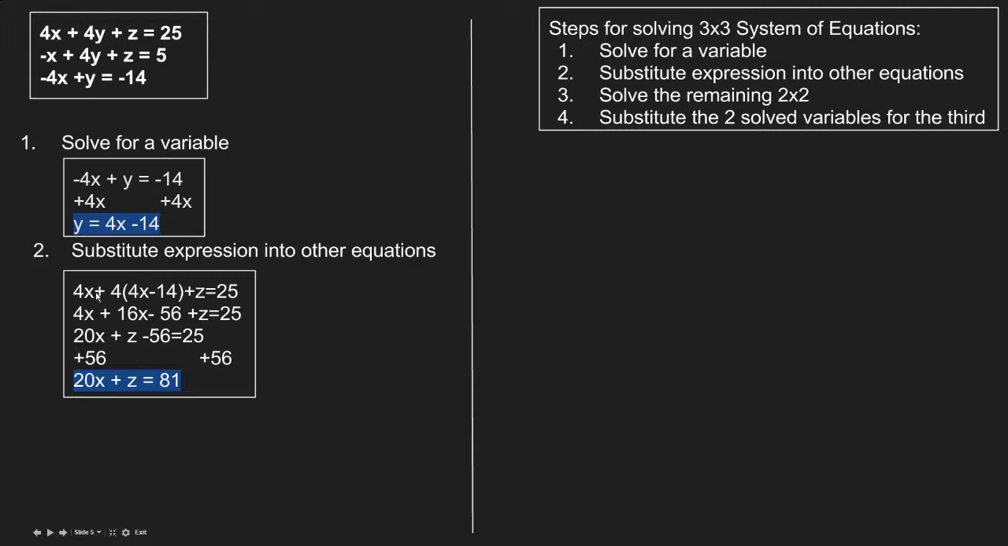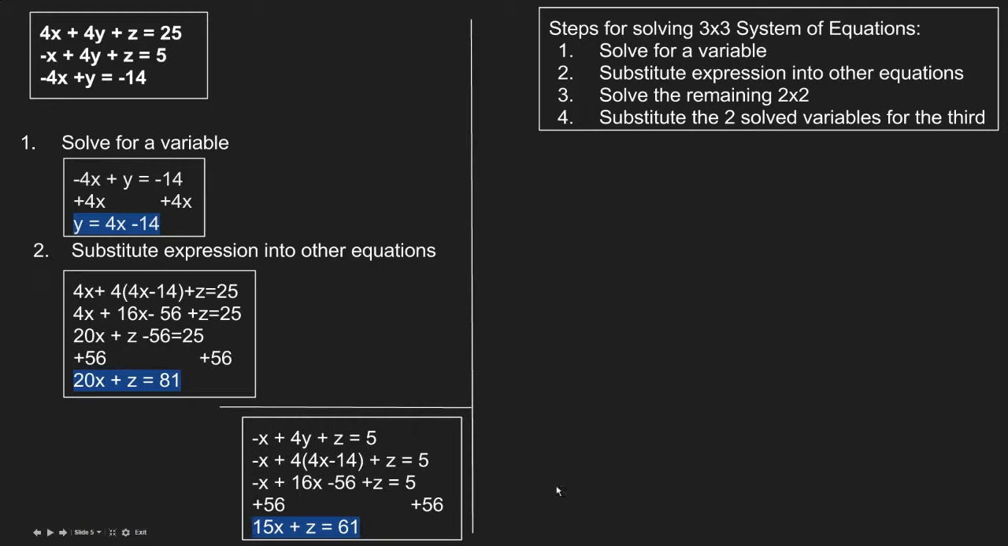And then you distribute the 4 across, so you get 4x plus 16x minus 56 plus z equals 25. So now after you've distributed the 4 across, you're going to want to simplify or combine your like terms. So the 16x and 4x become 20x plus z minus 56 equals 25. You're going to add 56 to both sides so that you can isolate your 2x2, and you get 20x plus z equals 81.